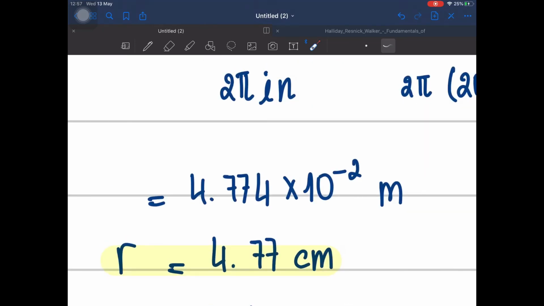Ta-da! I have already pre-calculated, so the value is 4.77. In this case, you can keep it in meters or keep it in centimeters. It depends on the problem. If they require you to change the unit measurements, you have to change. But if they don't require you, you can just keep it as it is. That's all.